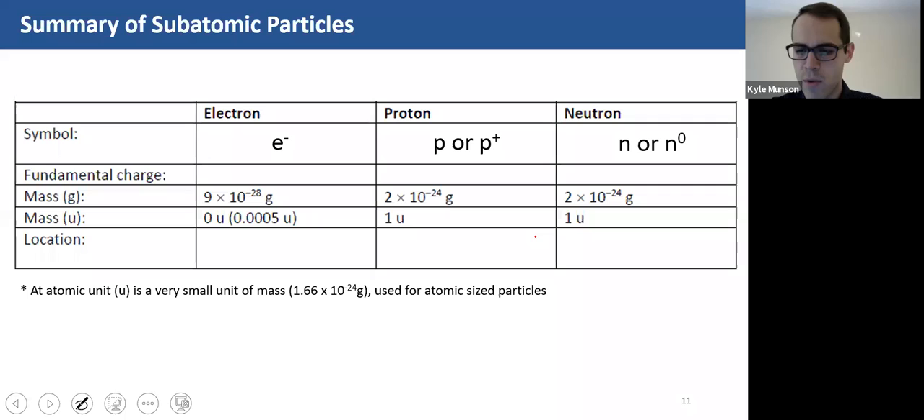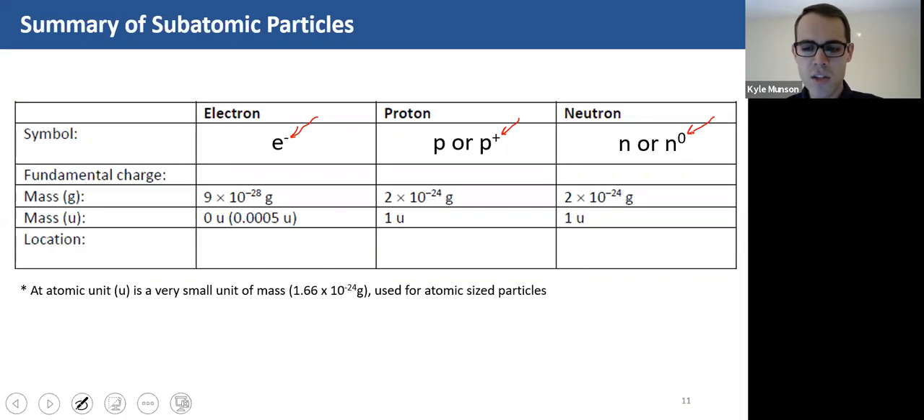For an electron, you have a little lowercase e with a little minus sign on the top. For protons, you can use one of two symbols, and you might see either one in your book, where you just have a lowercase p, or a lowercase p with a little plus sign on it. And for a neutron, you might just have an n or an n with a 0 on the top. Okay, so those are the symbols for electrons, protons, and neutrons.